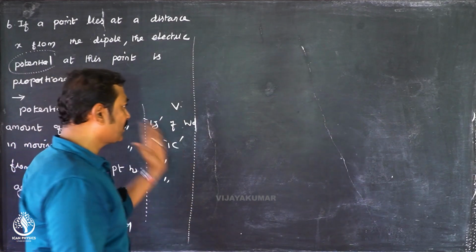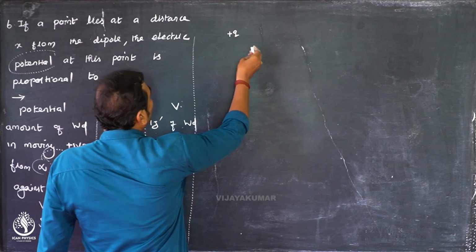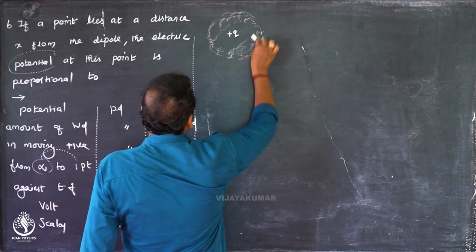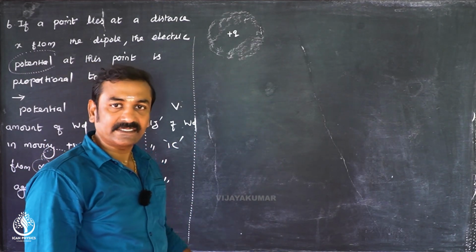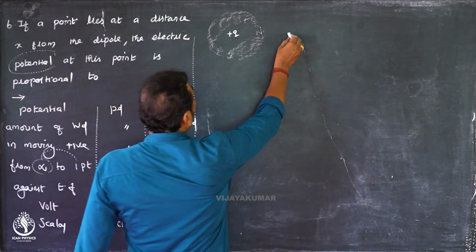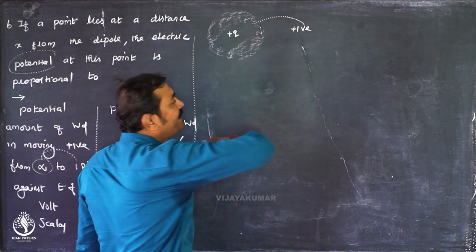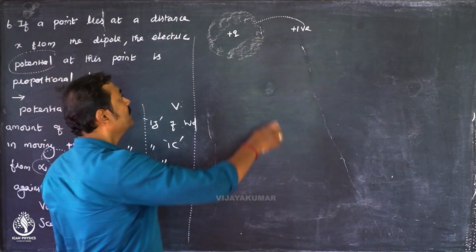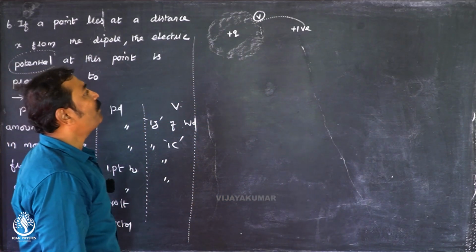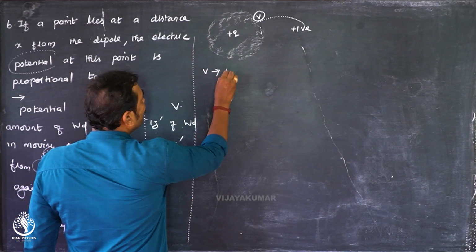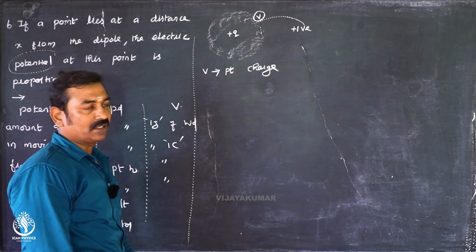Vector quantity. Okay. As we already studied, let us consider a positive charge. Around that, it produces the electric field. The space around the charge where its influence is felt is known as electric field. Now I am moving a unit positive charge from infinity to one point. So that work done is saved as potential. So, potential due to point charge.